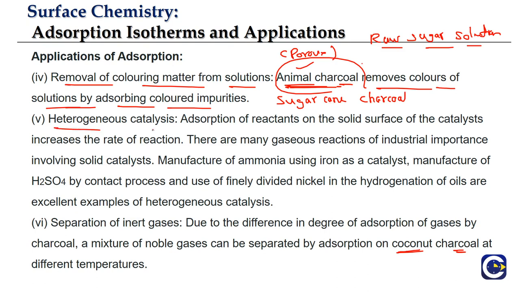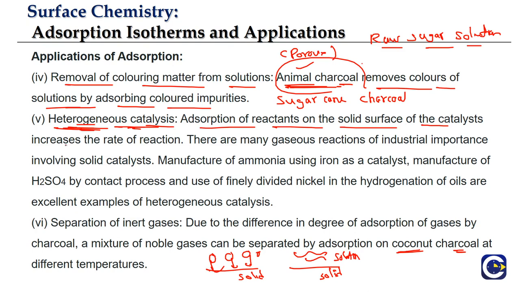The other important industrial application is heterogeneous catalysis. In fact, that will be the next video in the chapter. Heterogeneous catalysis is a phenomenon where, for example, the catalyst is a solid and the reacting substances are either in the gas phase or in the solution phase. The physical state of the catalyst and the reacting species will be different. That is when we'll call it heterogeneous catalysis. So heterogeneous catalysis is explained by adsorption. Adsorption of reactants on the solid surface will increase the rate of the reaction. So this is the observation.